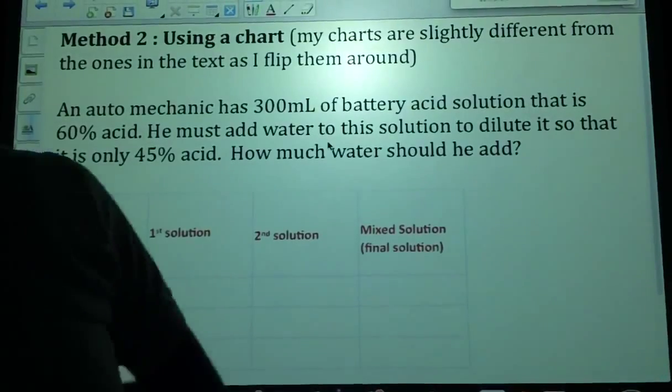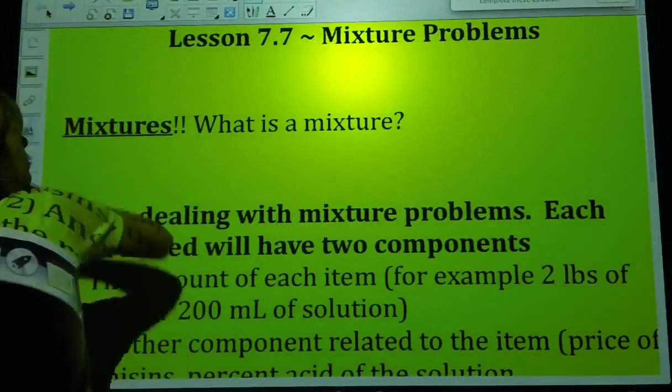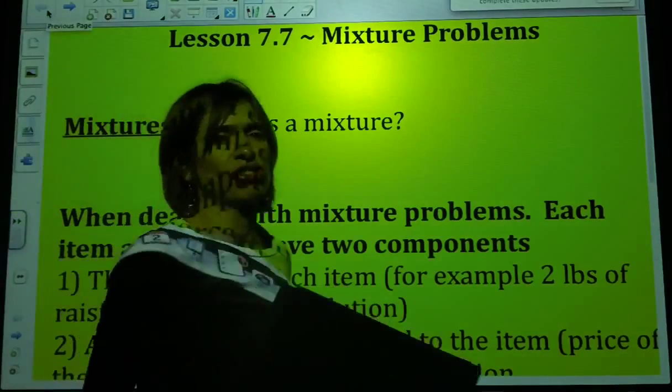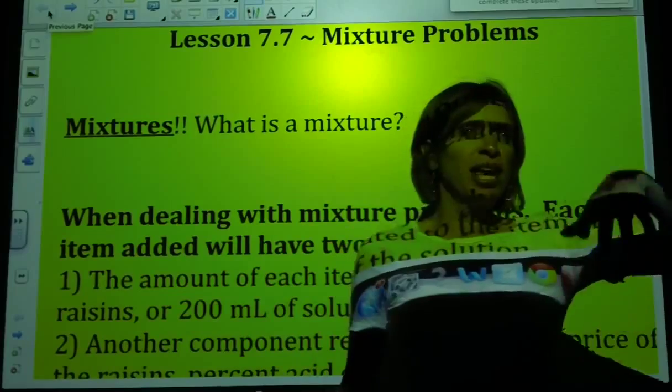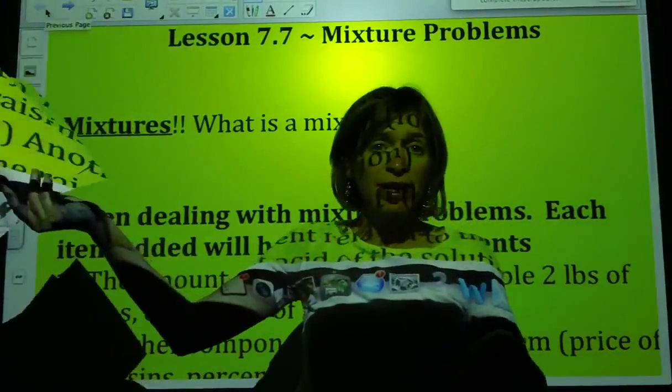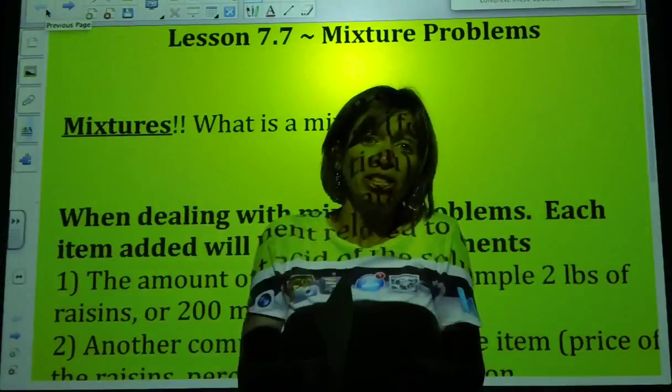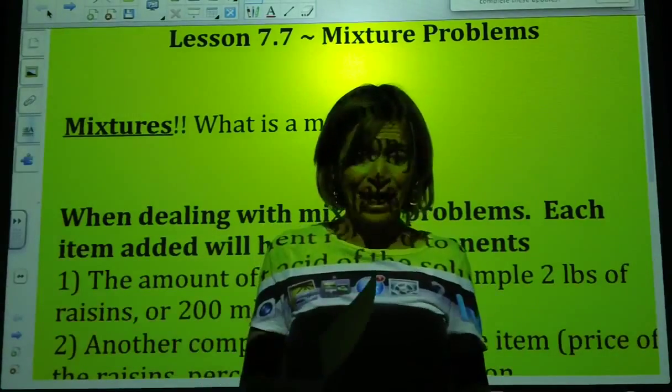Okay guys, so today we're going to be talking about mixture problems. And I just want to talk about mixtures. Sometimes you could be at home making lemonade, and you take some water and some lemonade mix and you mix them together. That's a mixture. You've mixed two things together.